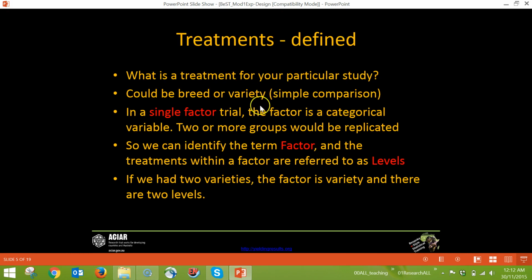So what is a treatment? For a particular study we might be looking at something like a breed, if it was an animal, or variety of a crop, and looking at a simple comparison of a new versus previously used varieties. In such a case we would have a single factor trial, and the factor is a categorical variable. This is two or more groups that we might be wanting to look at and we'd replicate. So we can identify the term factor and the treatment within a factor, and these are called levels. If we have two varieties, the factor is variety and there are two levels, A and B.